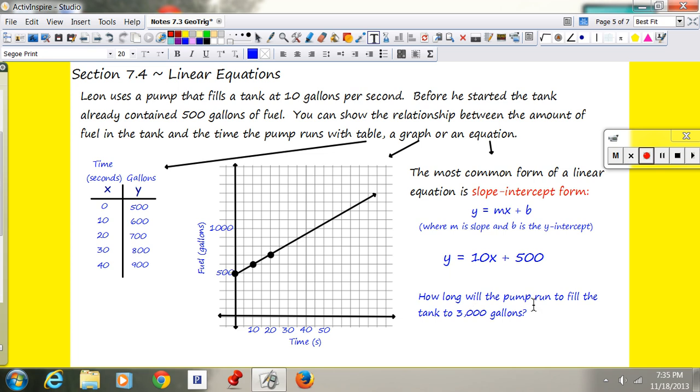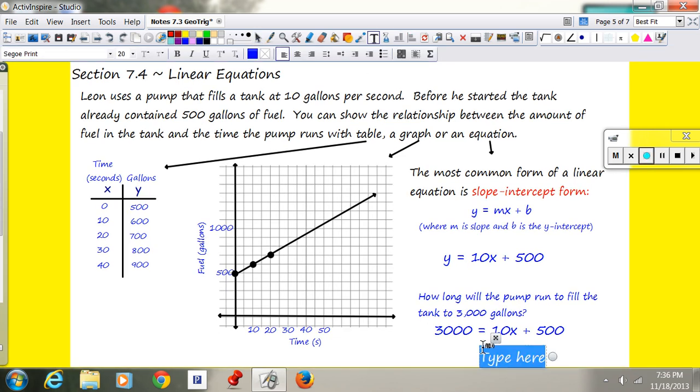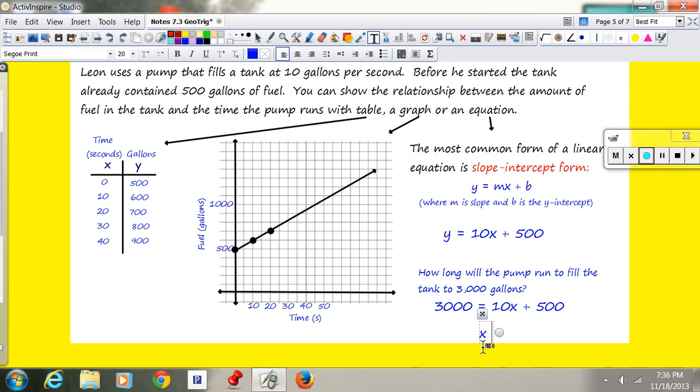So now it says, how long will the pump run to fill the tank to 3,000 gallons? So how many seconds x would it take for the y to become 3,000? So with an equation we can just plug that in. 3,000 equals 10x plus 500. And then you subtract your 500 on both sides and you divide by 10. So subtracting 500 would give you 2,500. And then dividing by 10 would give you 250.